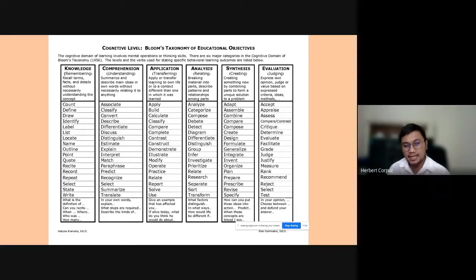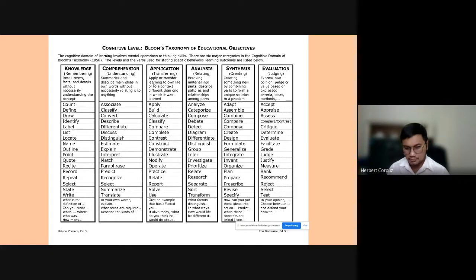Okay, and the highest level under the lower order thinking skills is what we term as application. Apply or transfer learning to own life or to a context different from the one in which it was learned. So magkaiba po ang application or transfer, okay, meaning to say you can actually make use of what you have learned into life context or into life situations. And verbs under this include apply, build, calculate, classify, compare, complete, contrast, construct, demonstrate, illustrate, modify, operate, practice, relate, solve, and use.